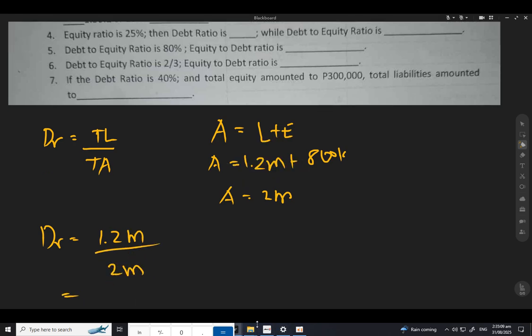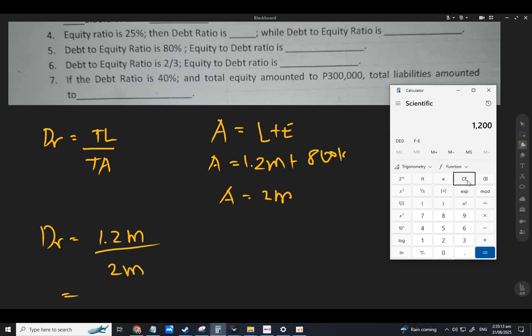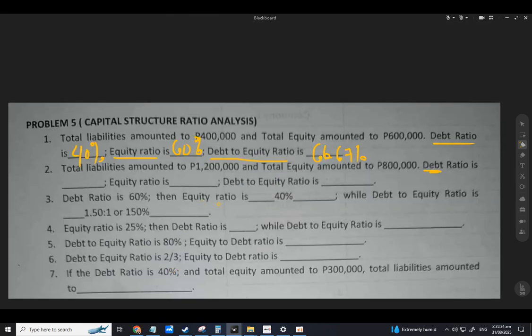Using a calculator, 1,200 over 1,000 gives 0.6. You will still get the same answer. I divided both by 1,000, but if I show you 1.2 divided by 2, it is still 0.6, right? So 0.6 or 60%. The debt ratio in number 2 is 60%.